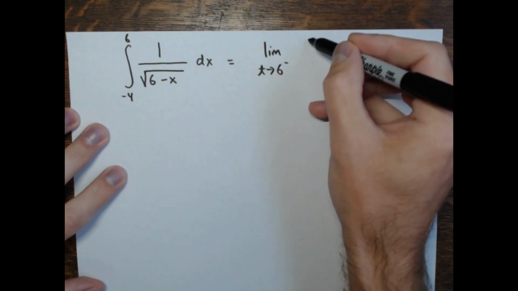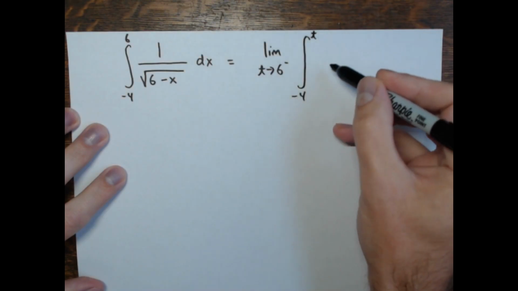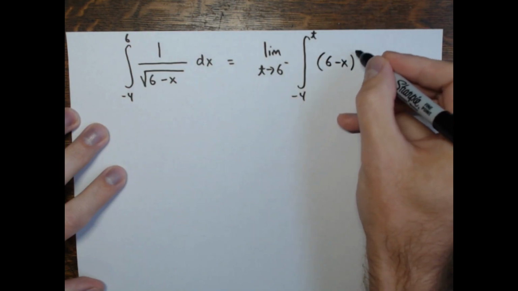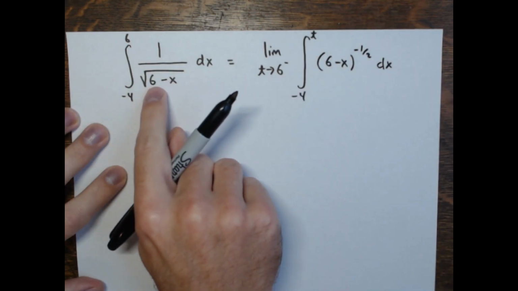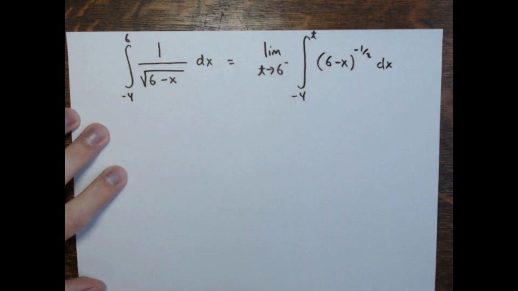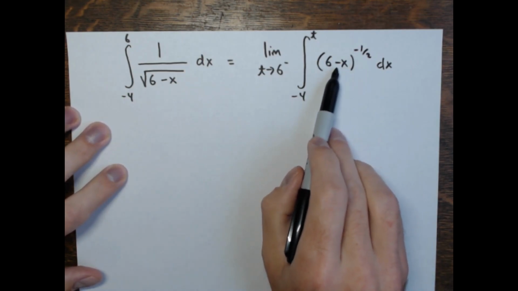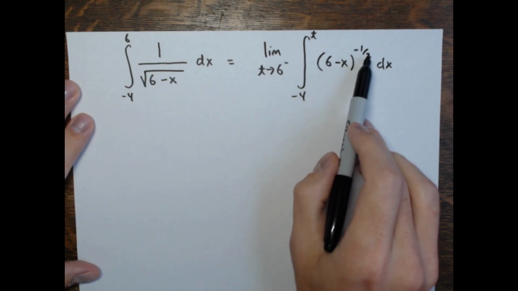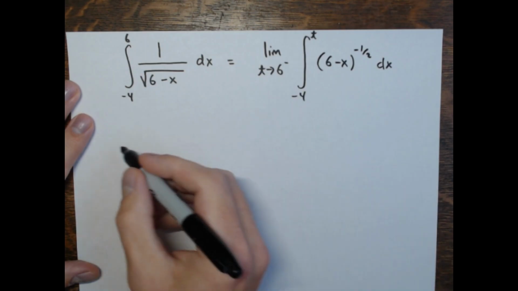T approaches 6 from the left of the integral from -4 to t of, and I'm going to rewrite this as 6 minus x to the -1/2 power. That's because it's 1 over 6 minus x to the half, and it's a simple linear function to a power. I've got to worry about the coefficient of -1 in a second, so this becomes 6 minus x to the half, times 2, but then also divided by -1, so times -2.